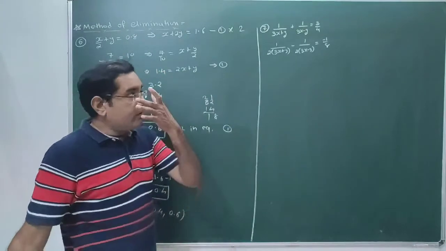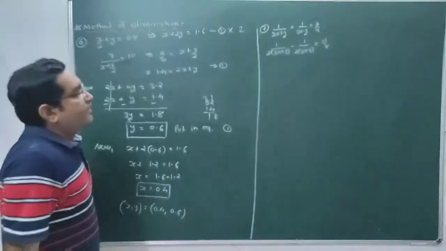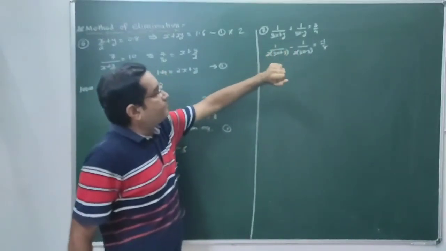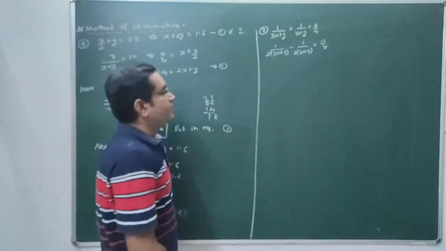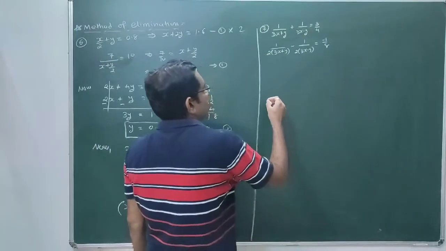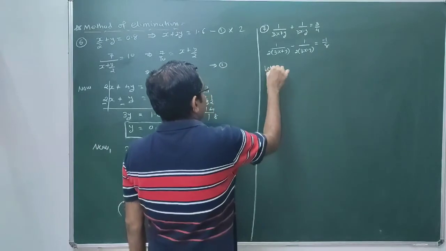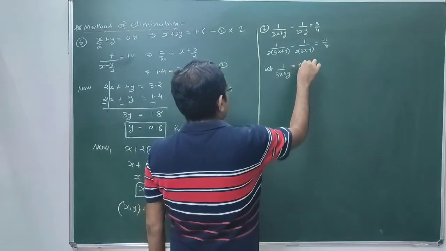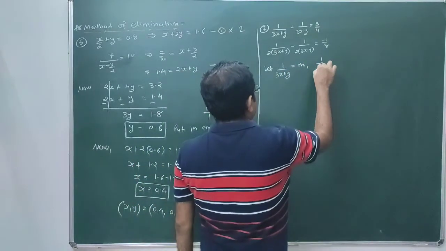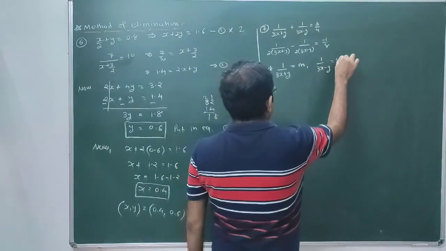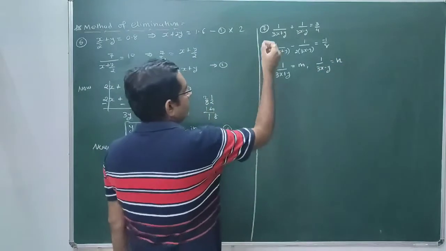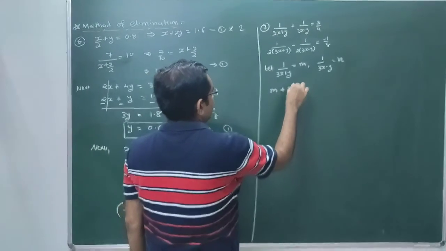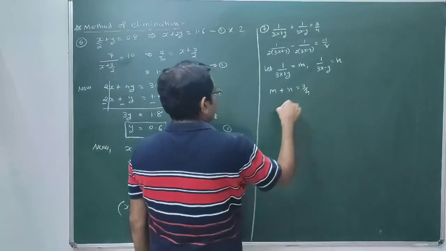Now here, again a pair of linear equations in two variables is given, but here we have 3x plus y and 3x minus y in the denominator. So this is a pair of equations reducible to a pair of linear equations. For this, what you have to do? We take new variables. Put 1 upon 3x plus y equal to m, and 1 upon 3x minus y equal to n. Done? So the first equation will be m plus n equal to 3 by 4.